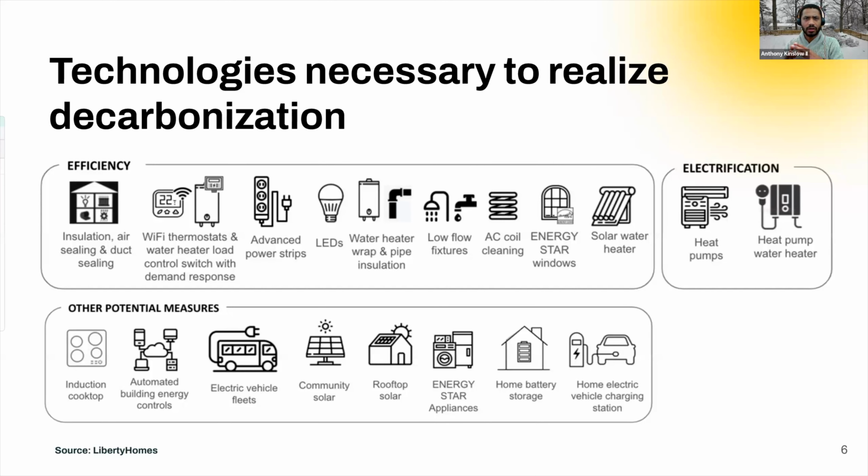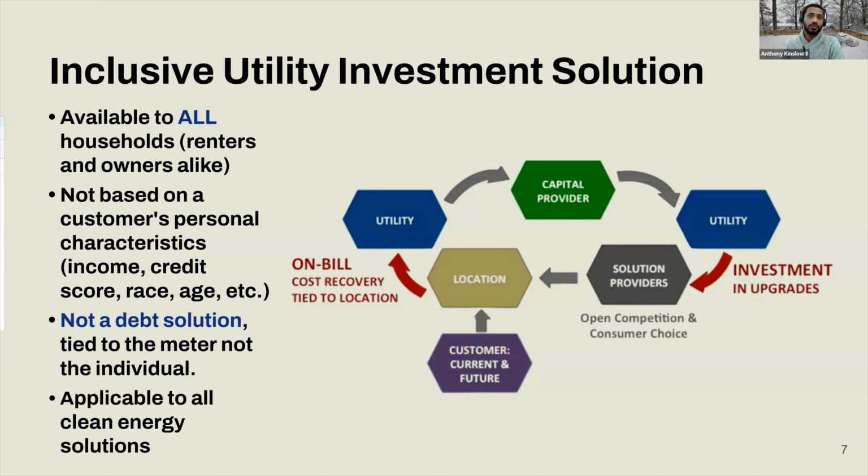But here's a better look at some of the technologies that are inherent in decarbonization. You need thermostats, water heaters, LEDs, insulation and air sealing, heat pumps. All these are essential to building decarbonization. But what if I told you there was a way to have all this put into your home without any upfront cost? That is where inclusive utility investment comes in. The concept being that the utility pays for the upgrades in the home and recovers that cost based on the savings with a tariff on your bill.